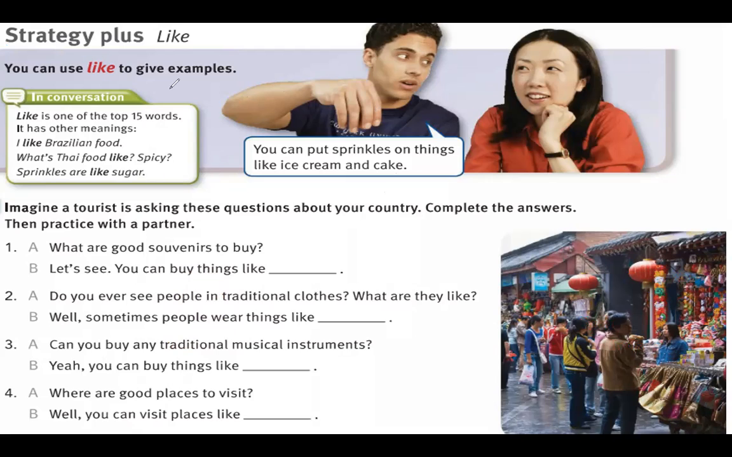Okay. Like has many meanings. The first one is the verb. I like soccer. I like watching TV. I like the ocean. It's a verb, right? To like. What's Thai food like, when you are asking for a description? So it's a different meaning.